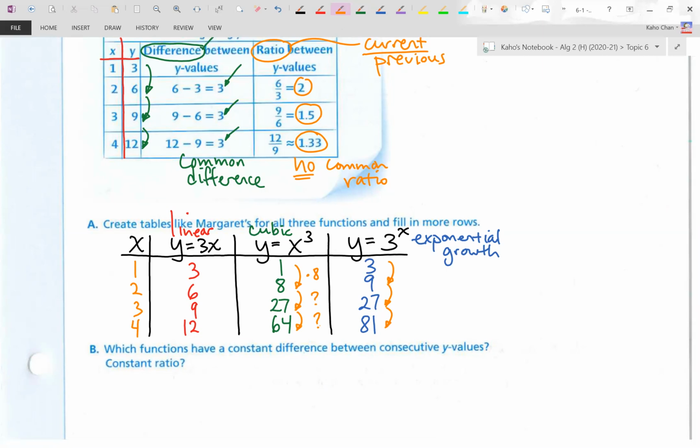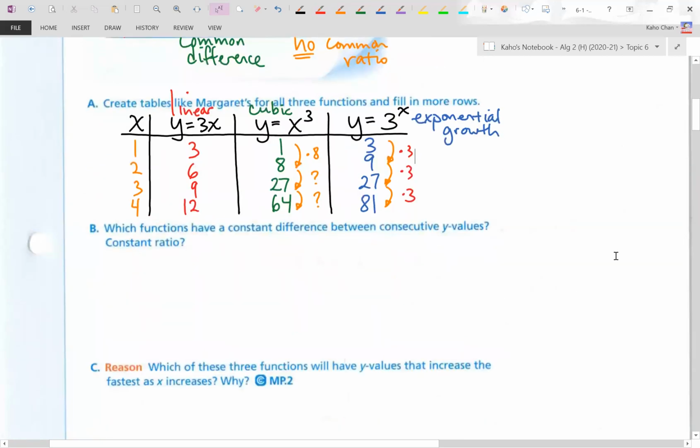The last column here is kind of interesting. We are multiplying by 3. So that's kind of interesting because the base is 3. Okay, that's why we call that exponential growth. All right, next question. Which functions have a constant difference between consecutive y values, constant ratio? So let's look at the constant difference we talked about briefly. That, of course, is what we explored earlier. The linear function has a common difference, meaning we're adding 3 each time.